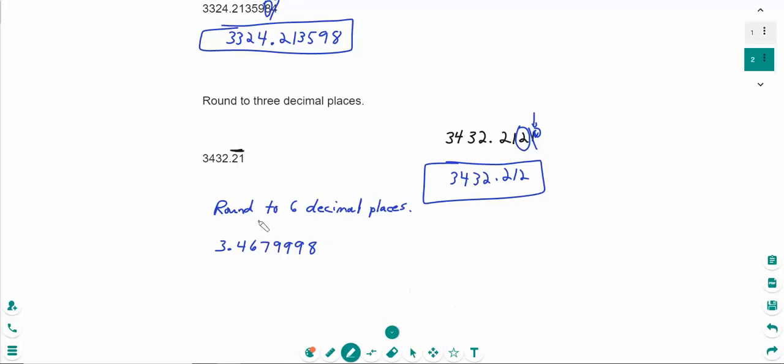So they want you to round to 6 decimal places. Let's find the 6th decimal place. So we have 1, 2, 3, 4, 5, 6. This is the decimal place in question. And we go to the next one and we say, is this greater than 5? And indeed it is greater than 5. Therefore, this 9 is going to increase by 1, right? That's the rule. It should go up by 1.